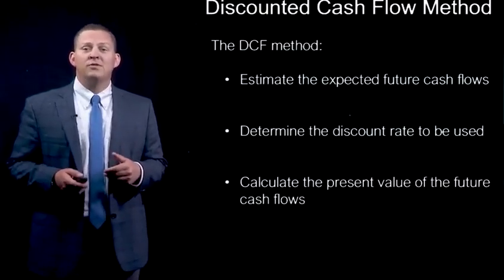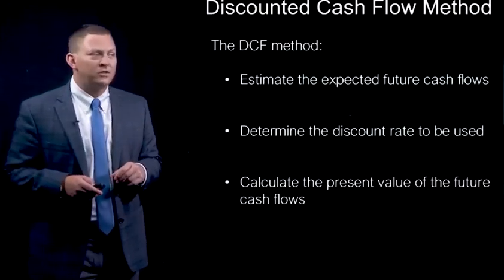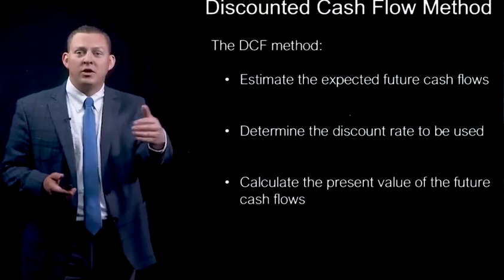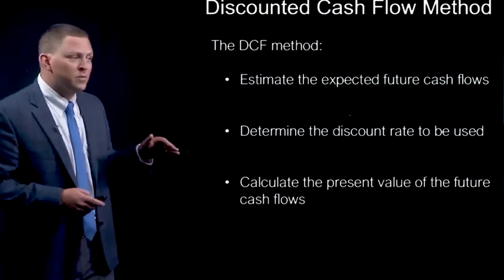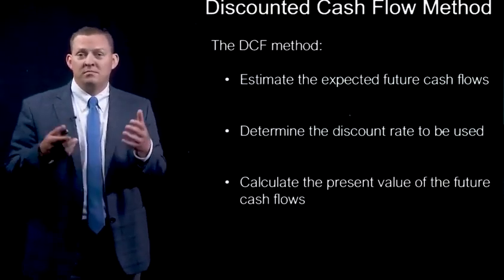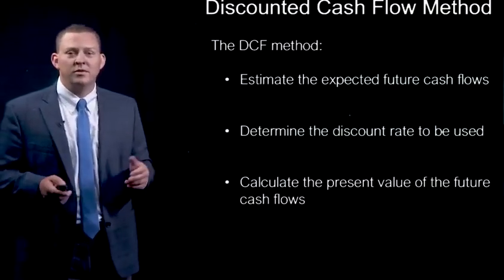The discounted cash flow method relies upon three specific factors. First, we have to estimate the expected future cash flows. We map them out when they will occur. We'll also need to determine the appropriate discount rate to be used, and then we'll use mathematical equations to calculate the present value of those future cash flows.